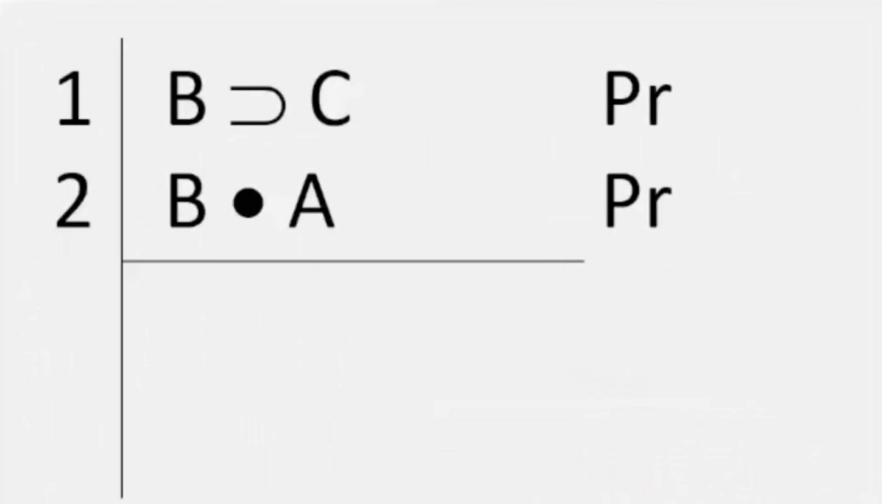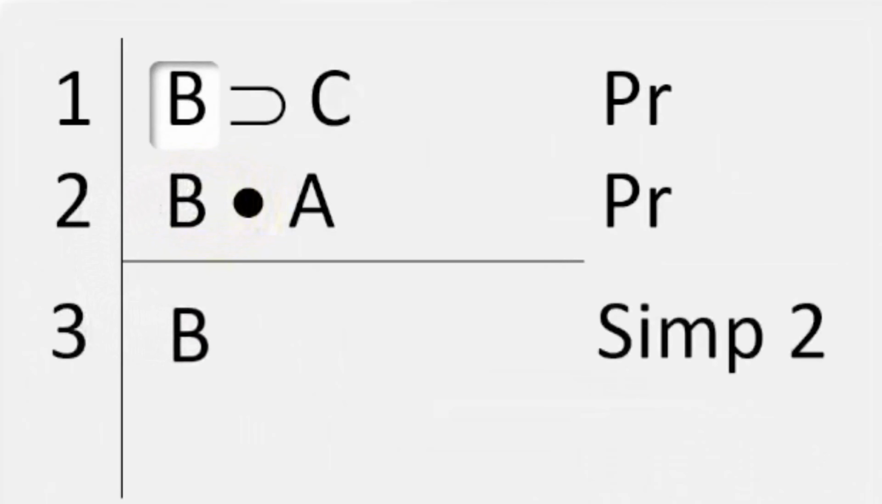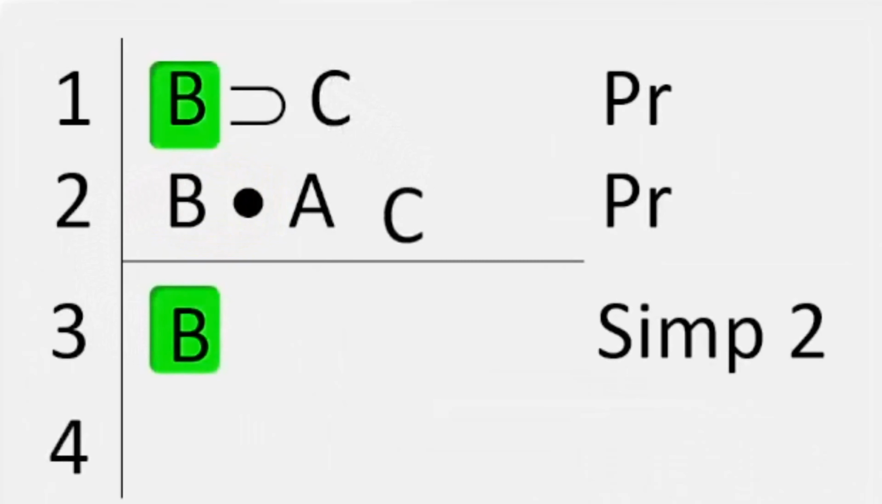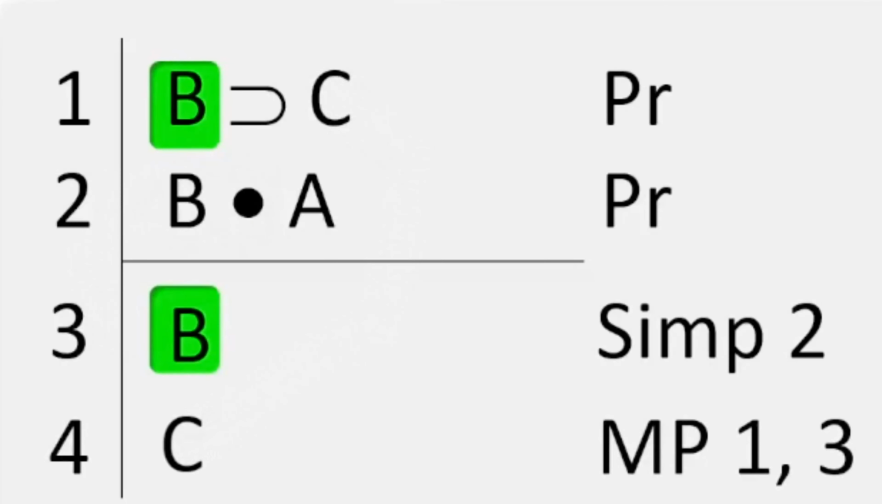But given the latter two premises, we can construct a little proof to derive C. We know a rule, simplification, that allows us to derive a conjunct. And now that we derived B, we can match the antecedent and detach C by Modus Ponens.